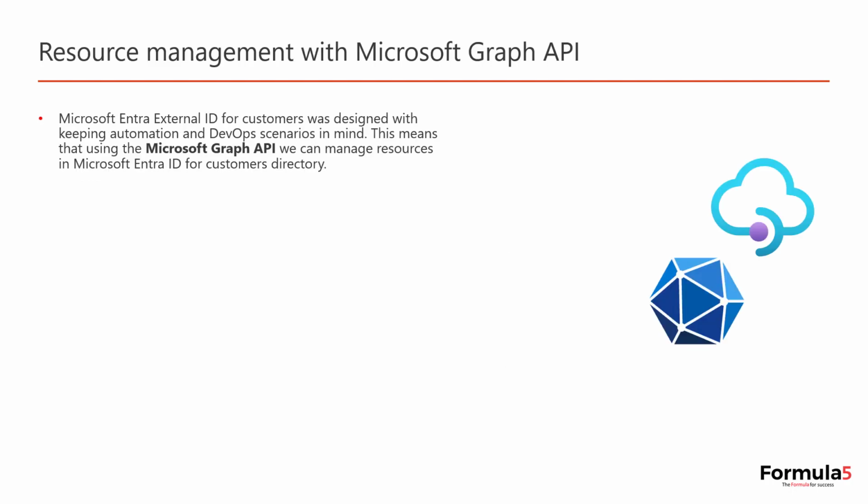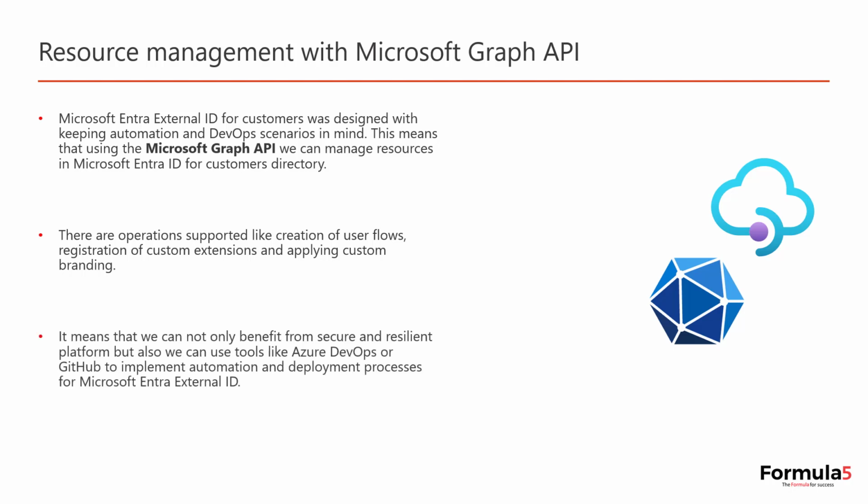Resource management with Microsoft Graph API. Microsoft Entra External ID for customers was designed with automation and DevOps scenarios in mind. This means that using Microsoft Graph API, we can manage resources in the Microsoft Entra External ID for customers directory. Supported operations include creation of user flows, registration of custom extensions, and applying custom branding. It means that we can not only benefit from a secure and resilient platform, but also use tools like Azure DevOps or GitHub to implement automation and deployment processes for Microsoft Entra External ID.